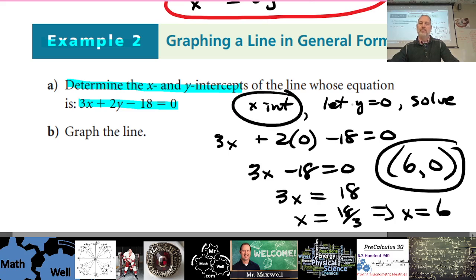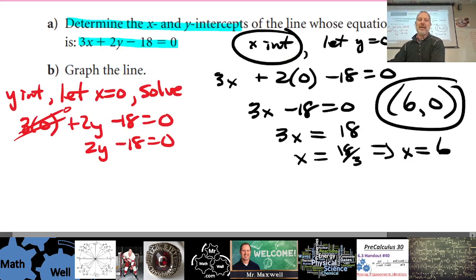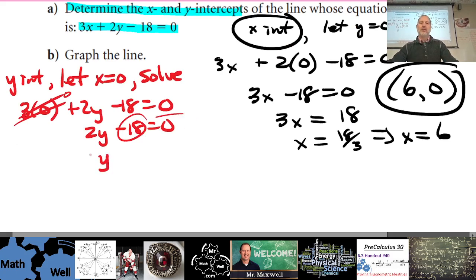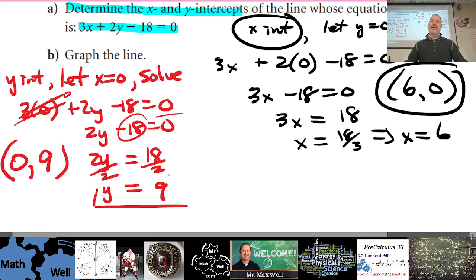Okay, that's your x-intercept. The y-intercept, you let what? How do you find the y-intercept? Let x equals 0, and then solve for y. Okay, that's awesome. So let's do that. 3 times 0 plus 2y minus 18 equals 0. And that is gone. That equals 0. So this is going to be 2y minus 18 equals 0. I'm going to get y all by itself, so let's get rid of the 18. 2y equals positive 18, and divide both sides by 2. I get y equals 9. Now that means that the y-intercept is the point (0, 9) with the brackets around it.